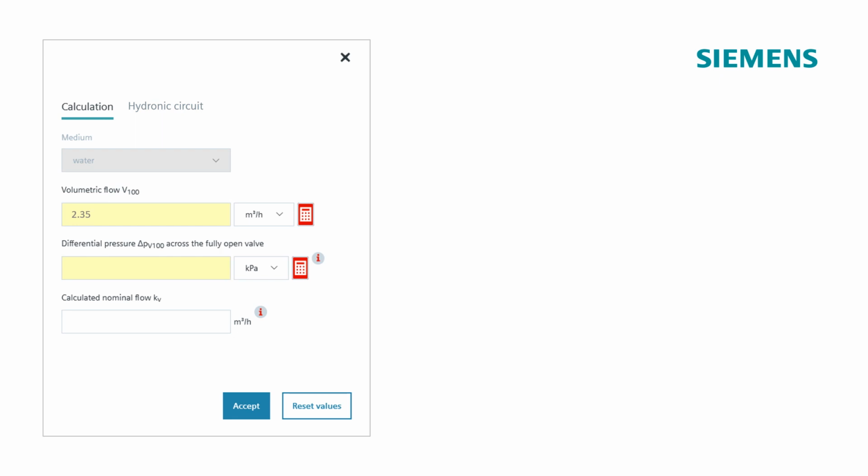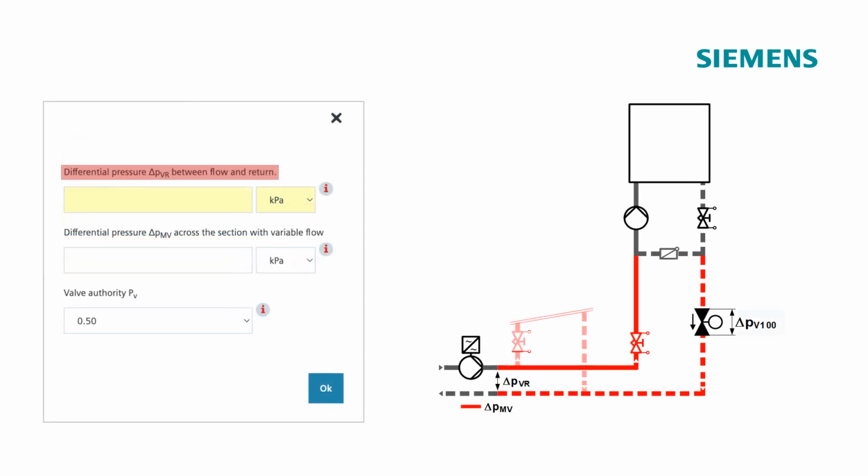Now it needs to be considered which resistance, delta PV100, the control valve must bring into the plant to achieve good controllability. Click on the calculator symbol to enter the required detail information. The desired resistance of the valve delta PV100 for heating group 2 must be determined considering the necessary pump pressure for the heating group 1. For heating group 1, delta PVR resulted in 18.7 kPa with the selected valve.